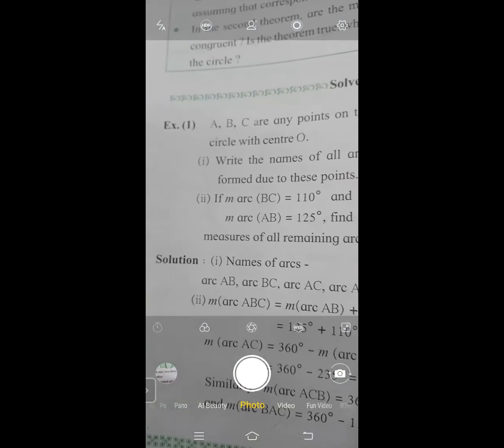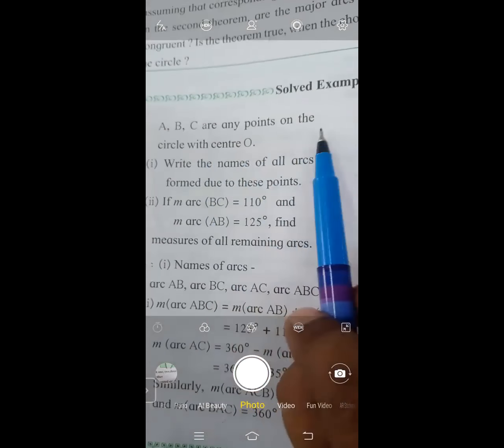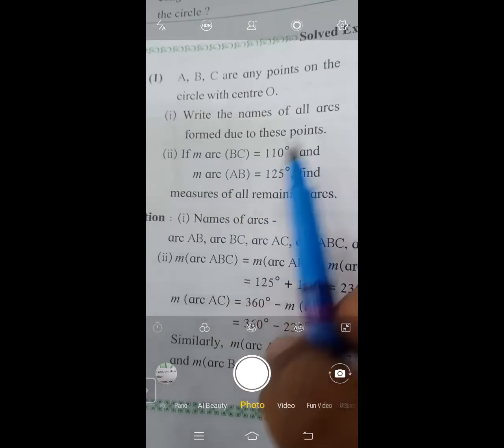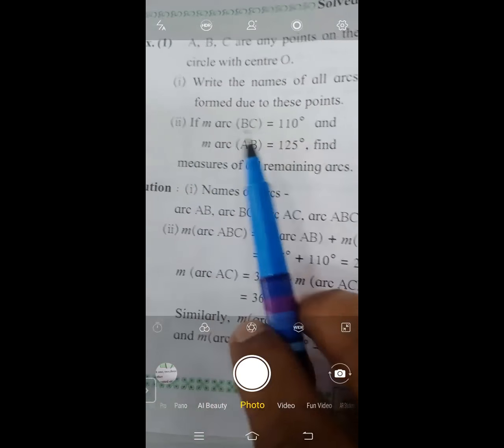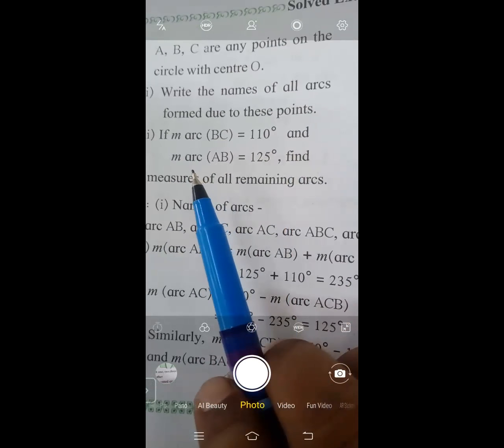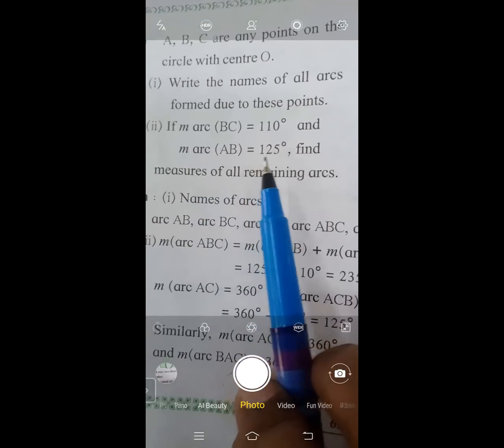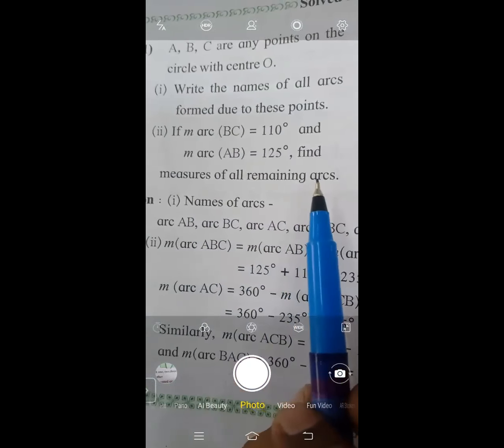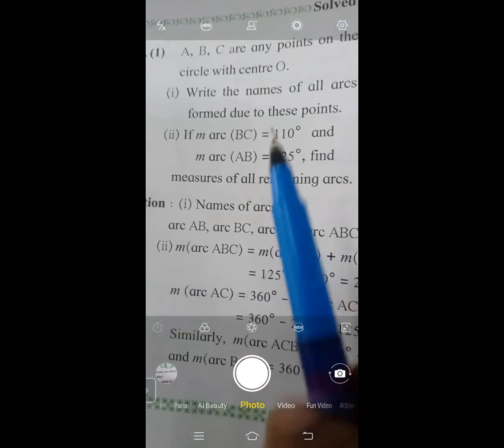Okay, so this is an example. A, B, C are any points on the circle with center O. Write the names of all arcs formed due to these points. If measure arc BC is equal to 110 degree and measure arc AB is equal to 125 degree, find the measures of all remaining arcs. Okay, two questions are asked.